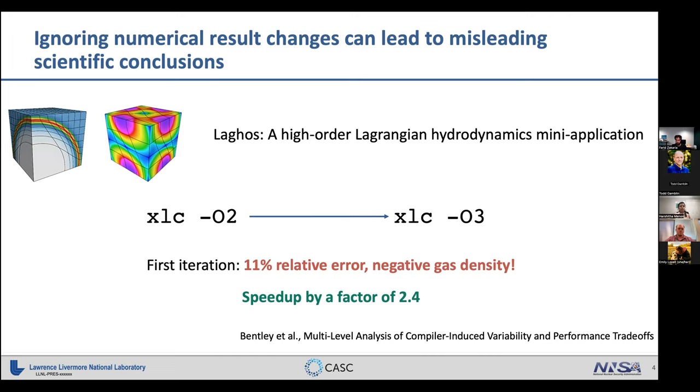And what they noticed was that when they used the IBM compiler XLC with a different optimization, moving from -O2 to -O3, it suddenly gave a 2.4x speed up. But in the very first iteration, it had a relative error of 11%. And in fact, the science didn't even make sense. There was a negative gas density and energy was not conserved at all, even just after one iteration. So one has to be very careful about these things. We might just get carried away by speed up without checking the accuracy of the results.